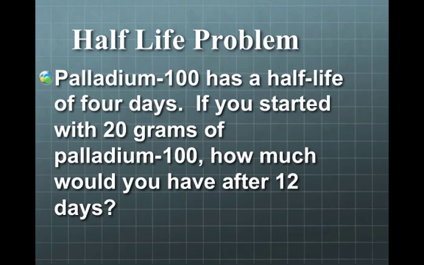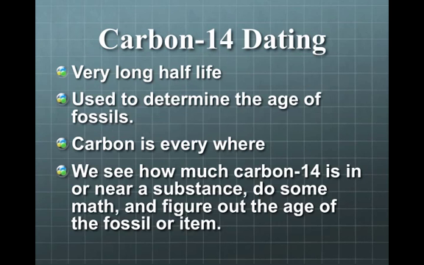So, how do we use half-life to help us in certain situations? Well, carbon-14 dating. Carbon is almost everywhere in our life, and we have several different isotopes, as we talked about in the previous chapter. We have carbon-12, which is our most common isotope, and a small percentage of carbon-13 and carbon-14. Okay, carbon-14 has a very, very long half-life. It's 5,000 some odd years.